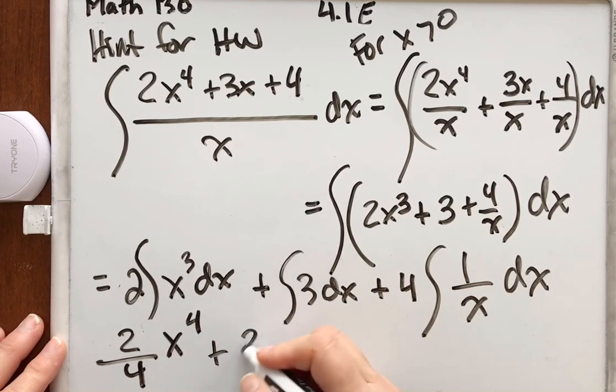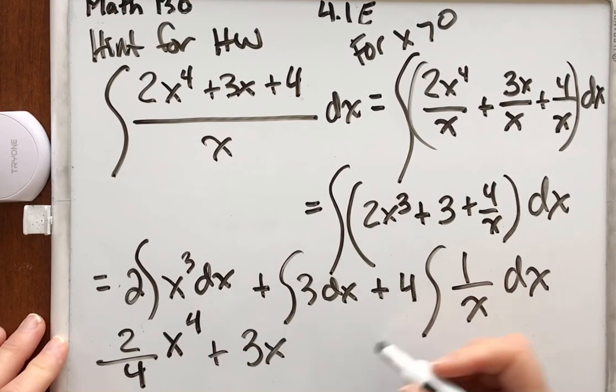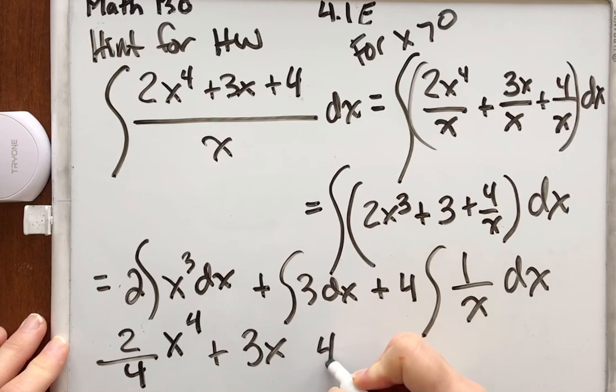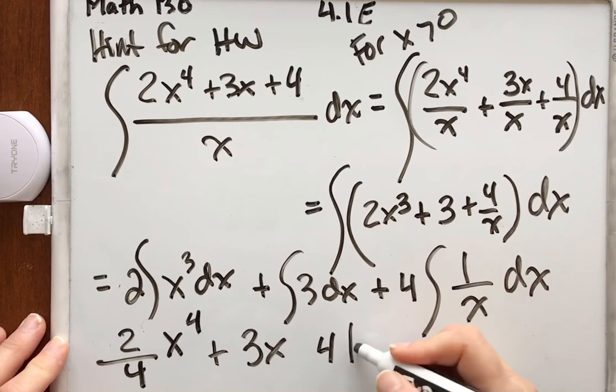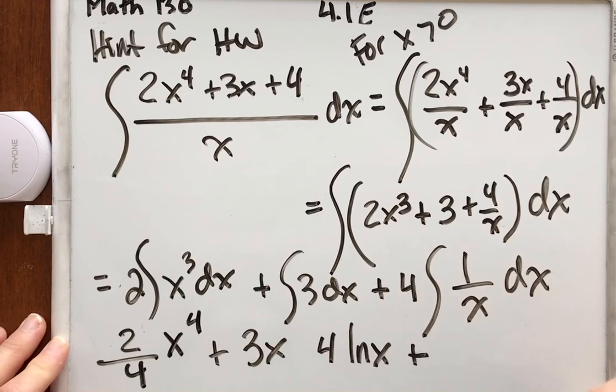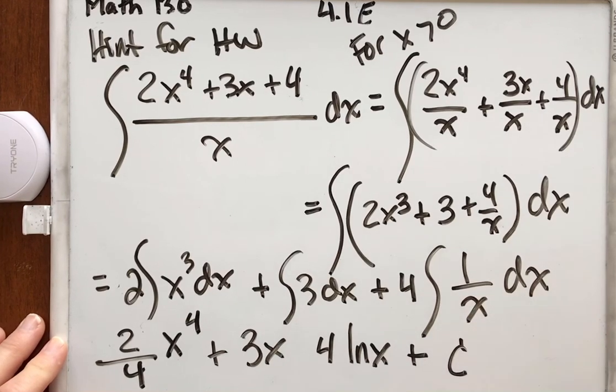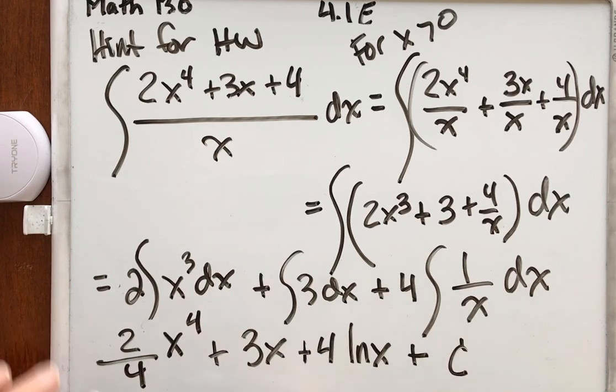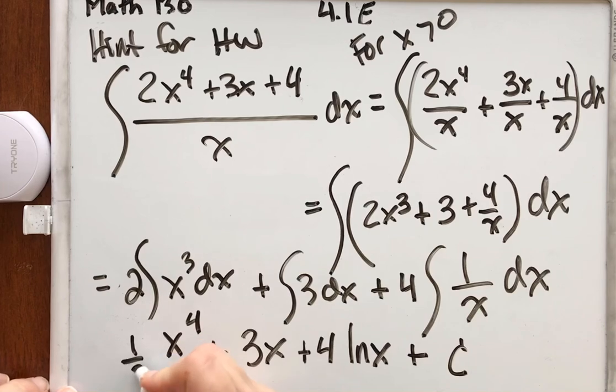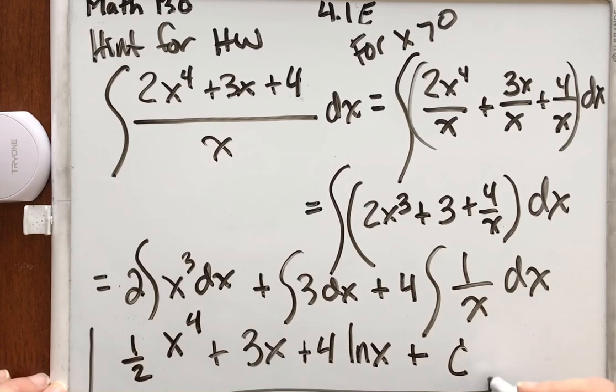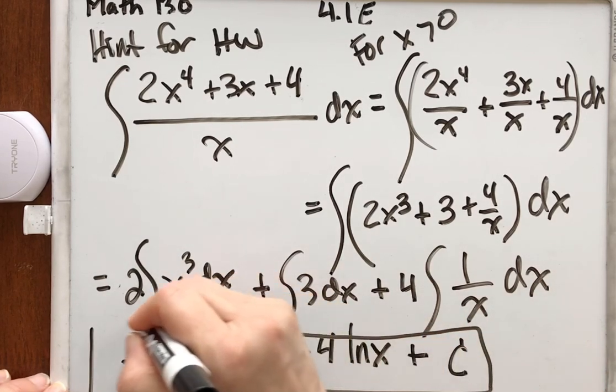The integration of 3 is just 3x. Here we're going to keep this 4, and this ends up being ln of x plus c. We have a plus in here as well. And that's the answer. Oh, of course, you change that to 1/2. Let's go ahead and do that so we can finalize our answer. All right, there you go.